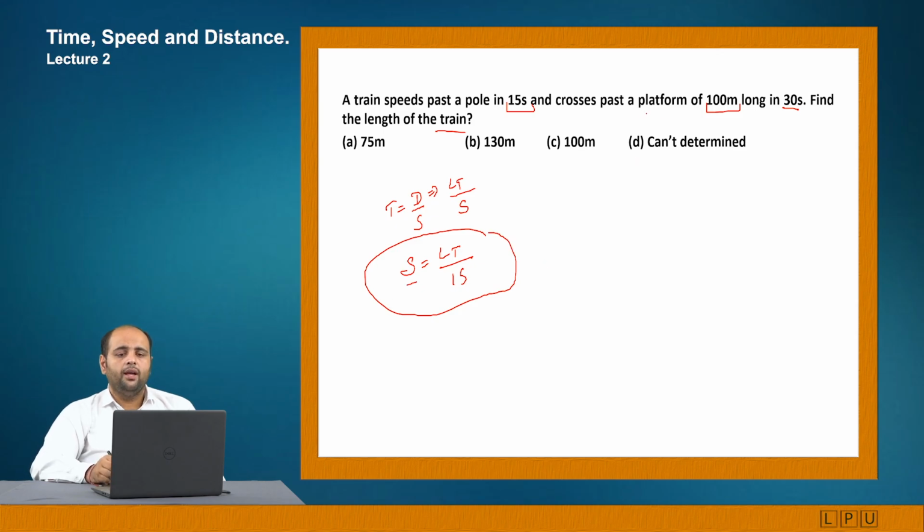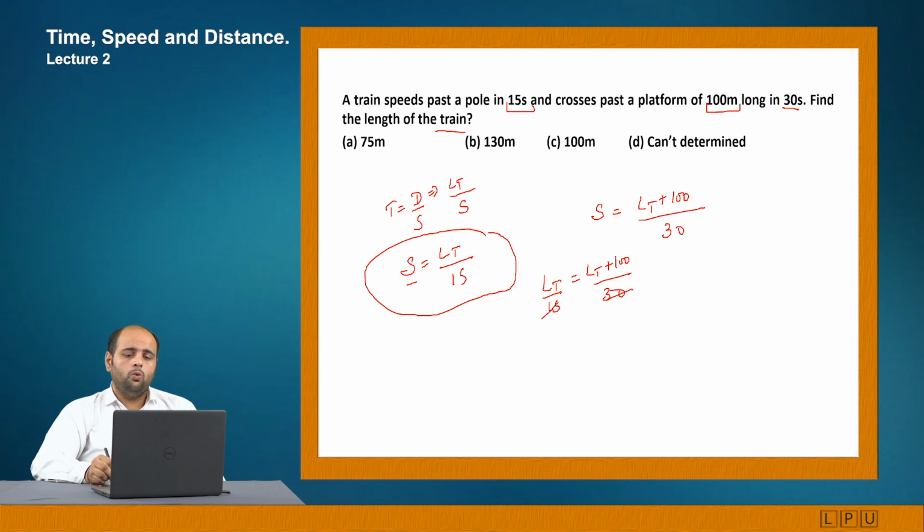Okay, now similarly, it crosses a platform. If it crosses a platform, then speed is equal to distance, length of train plus length of platform, that will be 100, and upon that will be the time, this will be 30. Okay, so as we know that speed is same, so now equate this. So LT upon 15 should be equal to LT plus 100 divided by 30.